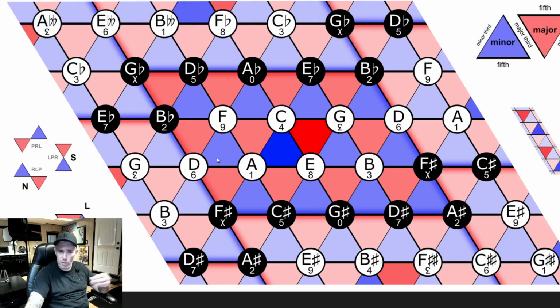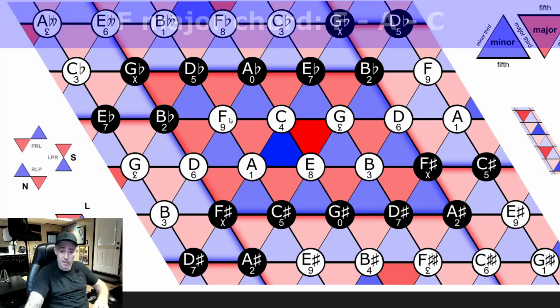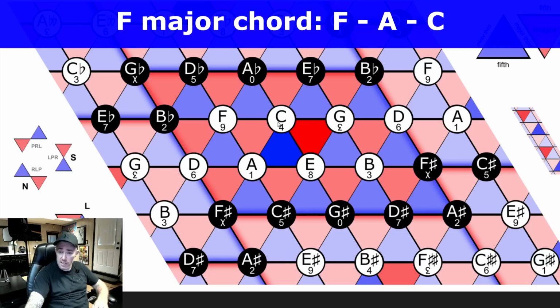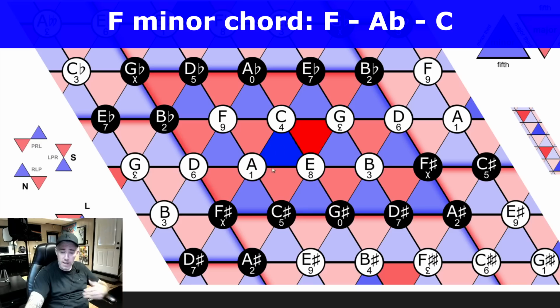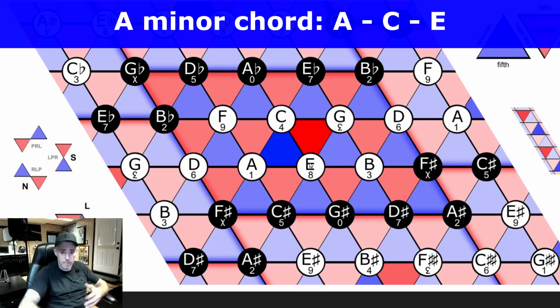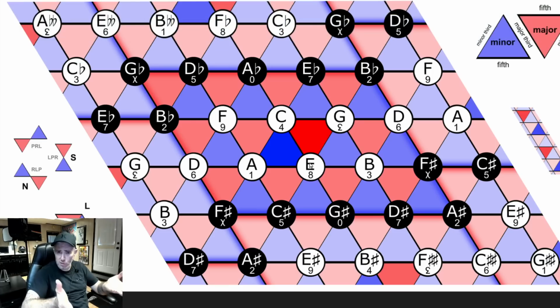Let's try it for another one. F major versus F minor. F, A, C is F major. F, A flat, C is F minor. This will work for any of them. A major, A minor. A major is A, C sharp, E. A minor is A, C, E. Alright, so that gives you your parallel relationship.